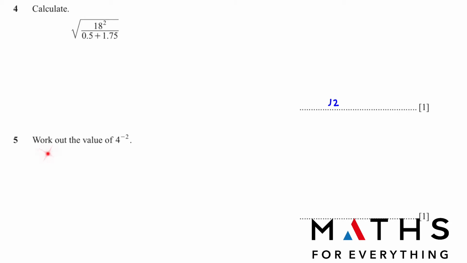Question number 5, work out the value of 4 to the power of -2. You will get 1/16. You can write it as a fraction or as a decimal. Decimal will be 0.0625.